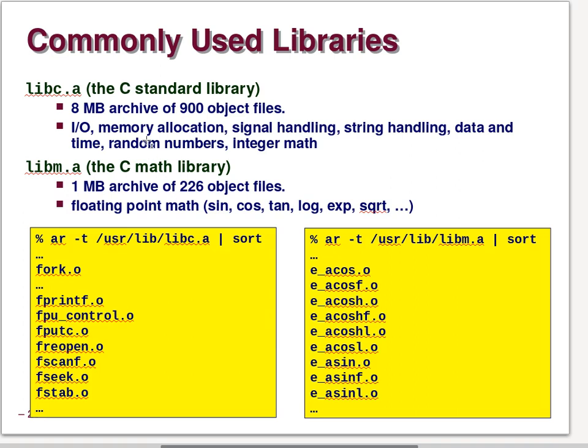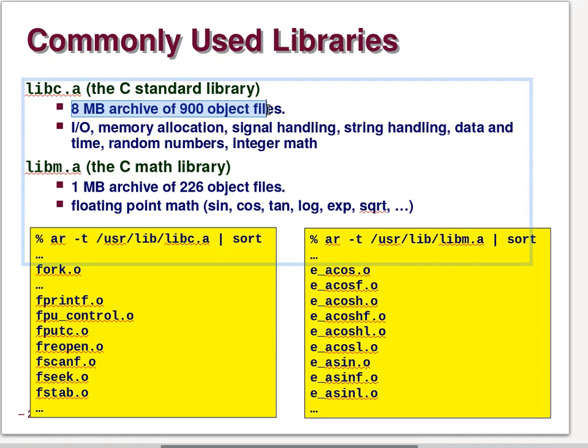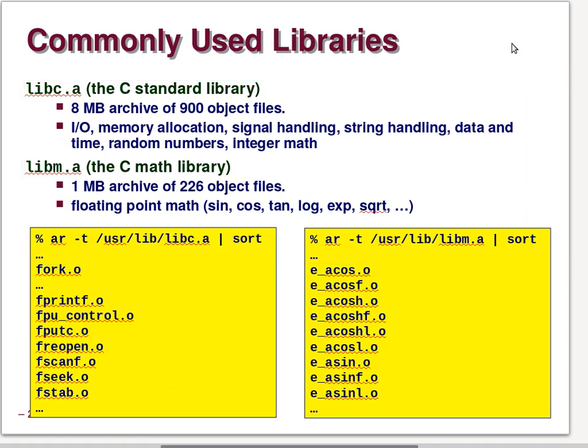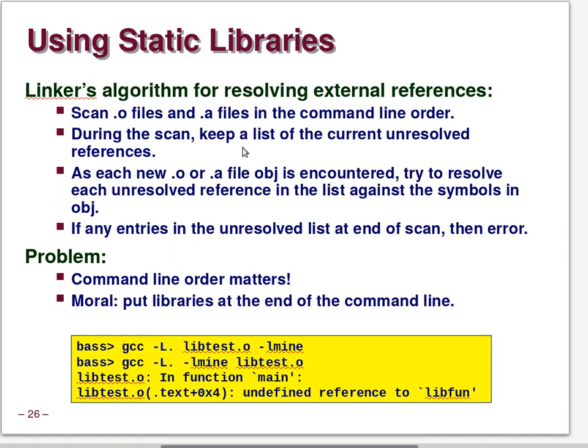Now, commonly used files, you have libc.a. I guess this one was only 8 megabytes of 900 object files, a little more than that nowadays. libm is 1 meg of 226, and you can use ar -t to find them and sort it out, or as I did, wc to see how many there are. You'll notice that when you list them all out, they usually have one .o file for every single function you want to use: fork, printf, scanf, etc. And here's all the ones for math as well. So the linker is able to go ahead and link them all together.